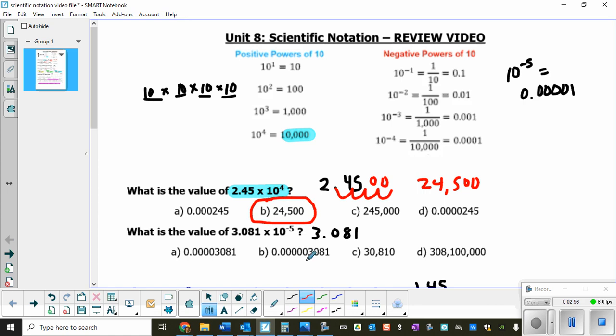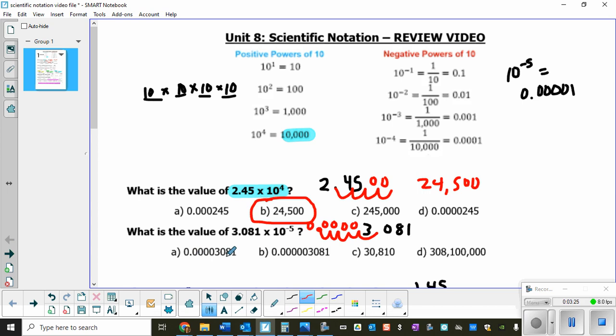And for the next one, if we saw a negative exponent, that just simply means to take the decimal and move it the other way. So if we have a 3.081, what we're going to do is we're going to go the other direction once, 2, 3, 4, 5, and there's where the decimal would be. So I'm going to fill in with zeros right here. And then if we include the 0 point, we can count 1, 2, 3, 4, 5 zeros in that answer.